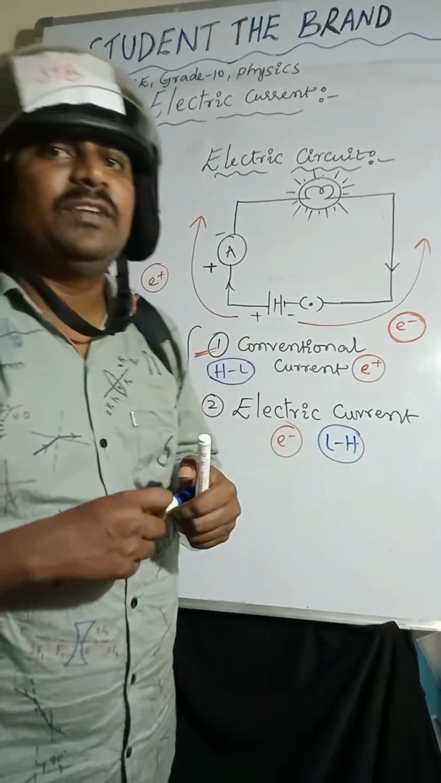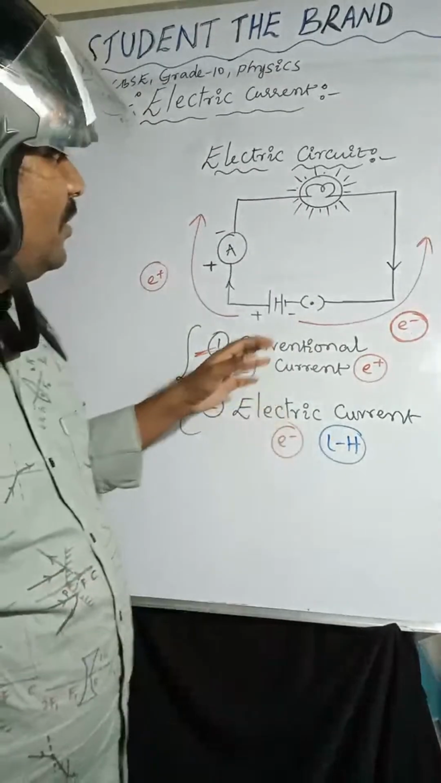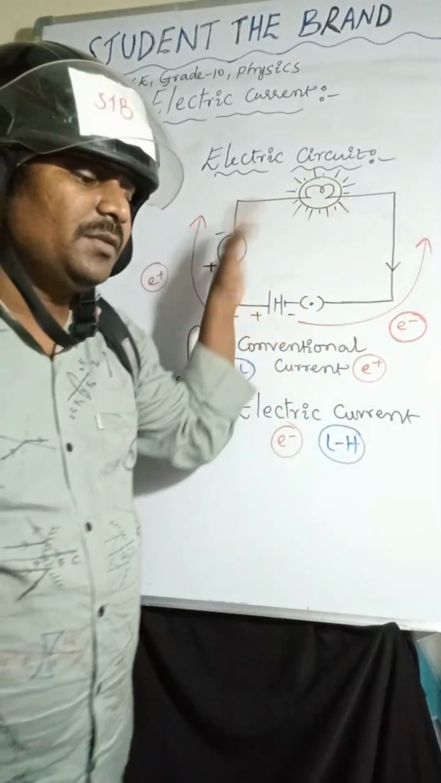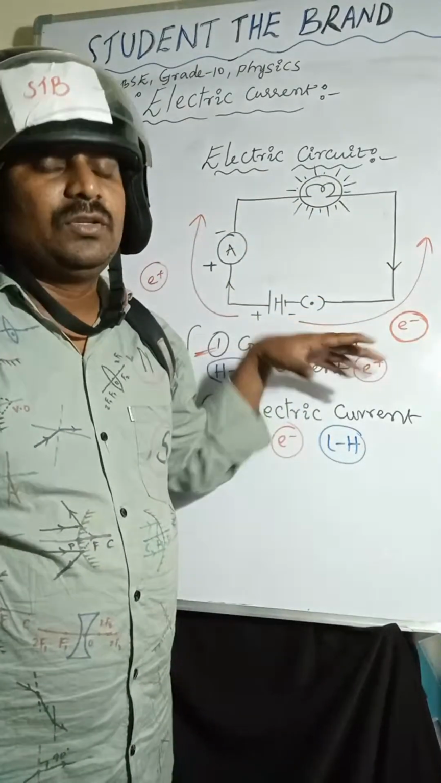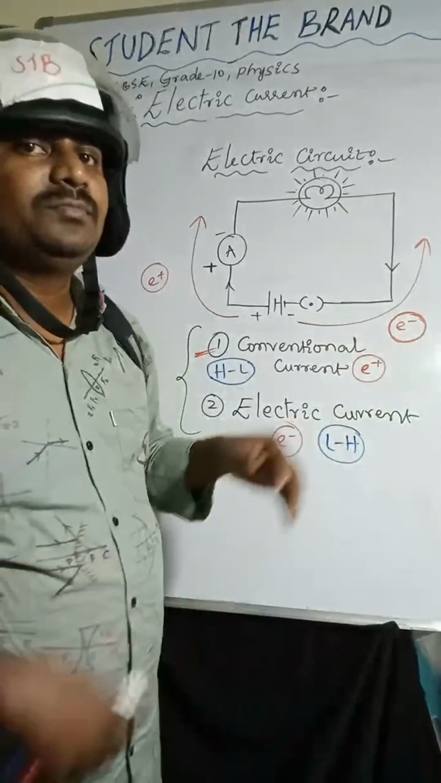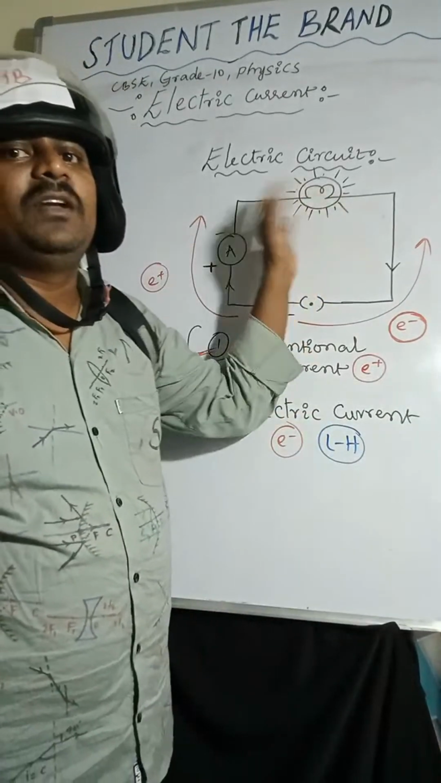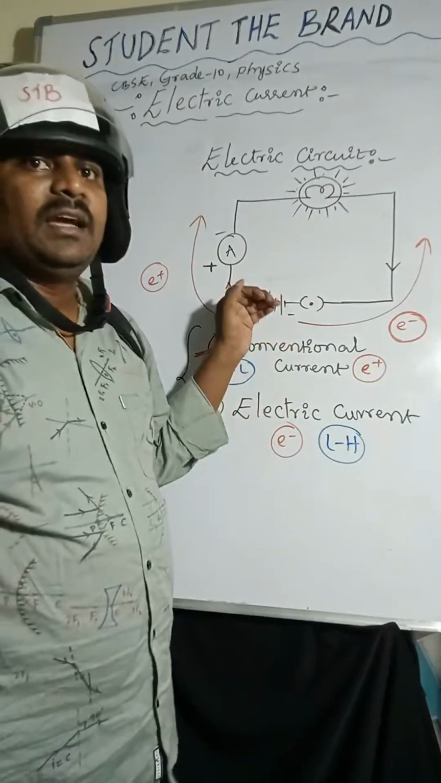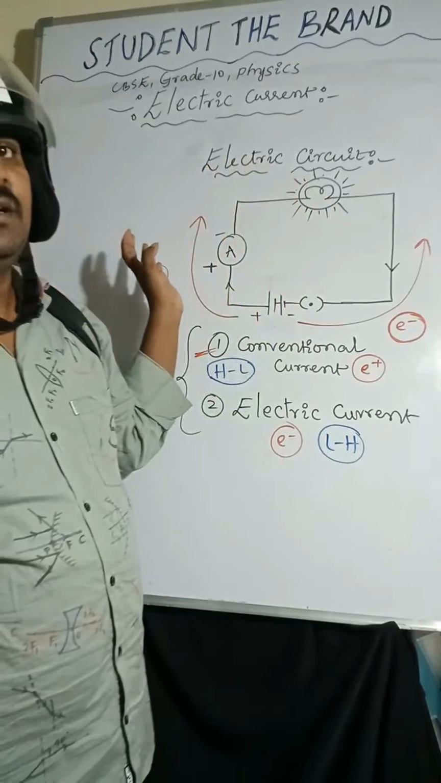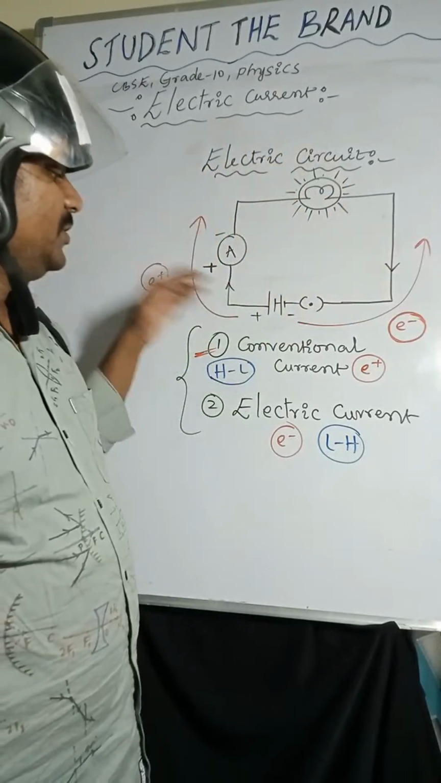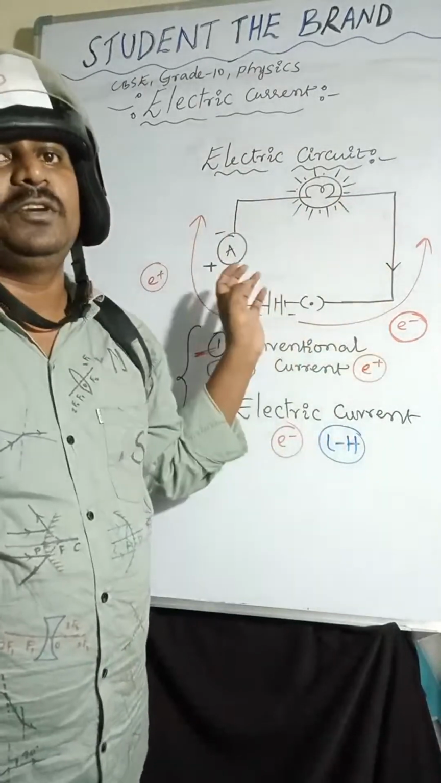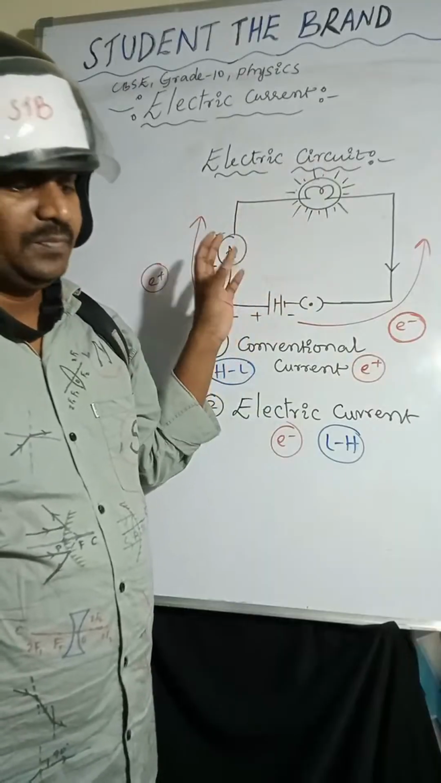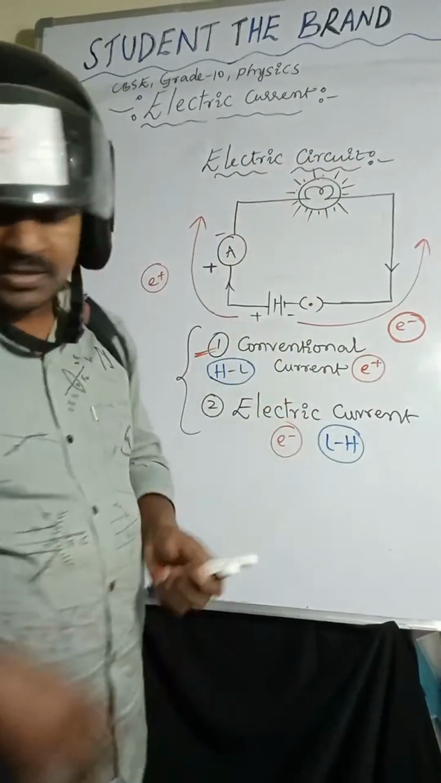There is one question on this: will electrons flow from positive terminal to negative terminal or negative terminal to positive terminal? Electrons will always move from negative terminal to positive terminal, that is, low potential to high potential. Very, very important. I hope it is very clear to you all.